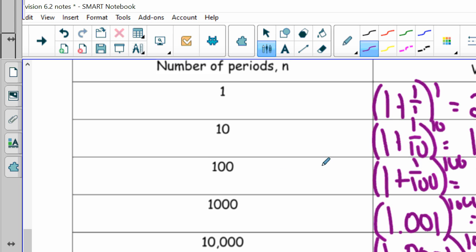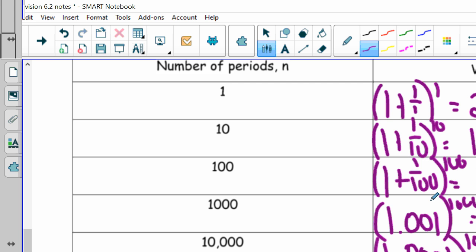Then 10,000. So 1 divided by 10,000, we're going to end up with 1.0001 to the 10,000th power. That turns out to be 2.718145927. Then 100,000, so this is going to be 1.00001 to the 100,000th power. That is going to equal 2.718268823.